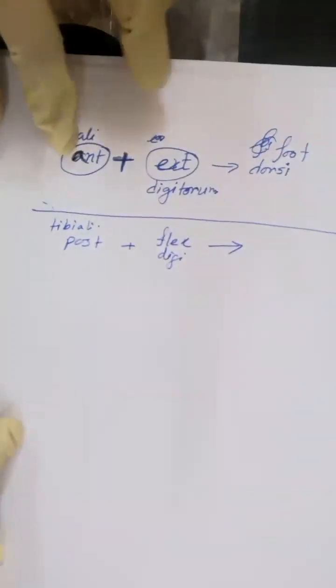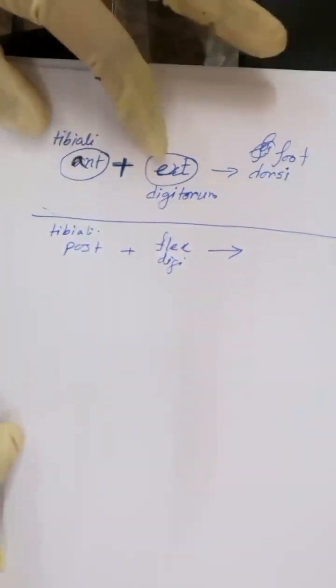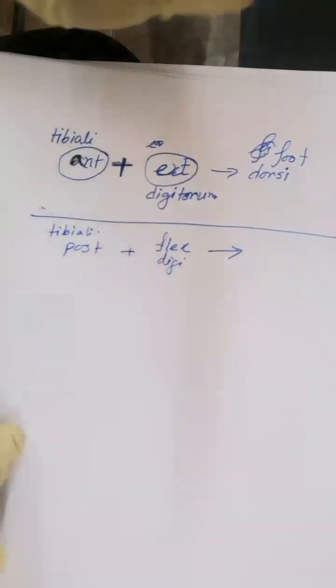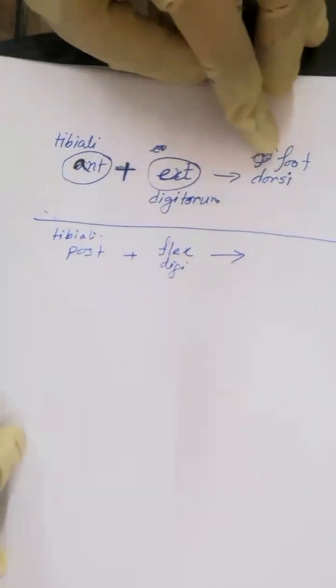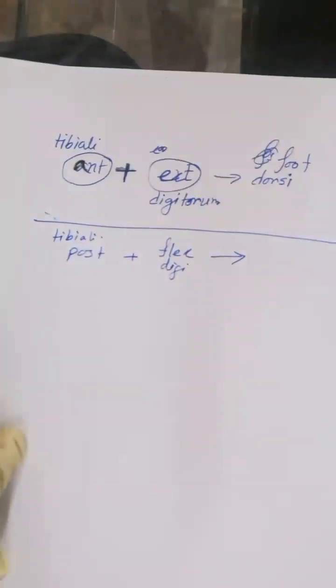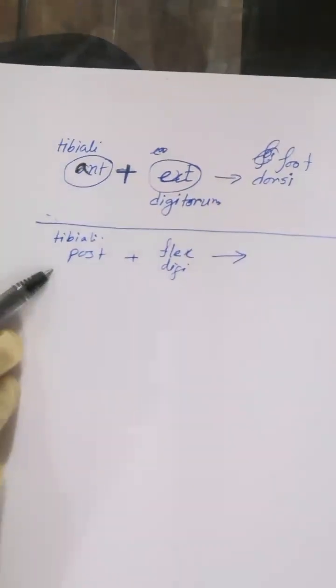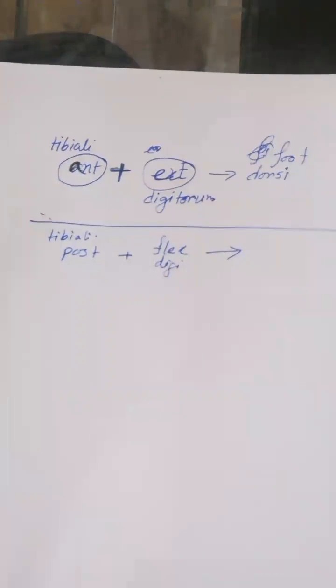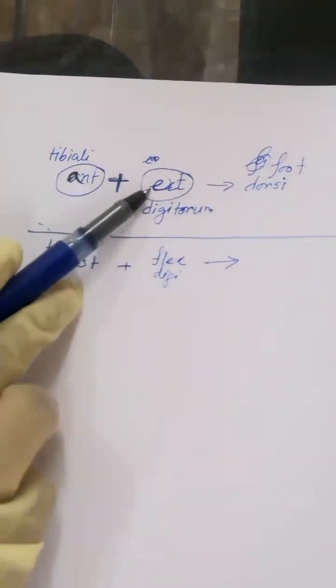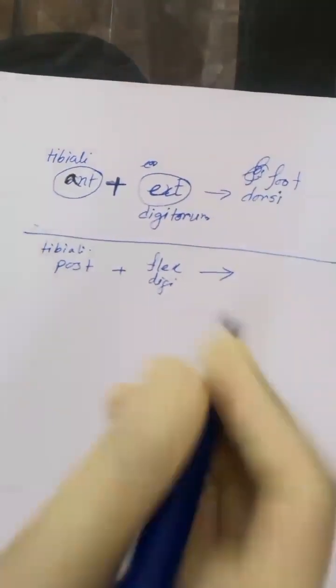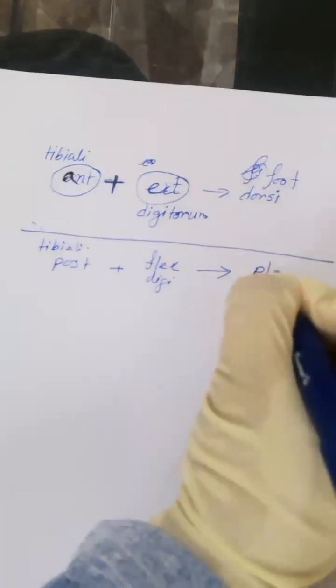So tibialis A and E: I told you A for anterior, E for extensor. All the vowels are doing dorsiflexion of the foot. So tibialis anterior and extensor digitorum are causing foot dorsiflexion. The opposite ones will cause plantar flexion, right? Opposite of anterior is posterior, tibialis posterior. That's how I am remembering, guys. And the opposite of extensor is flexor. So flexor digitorum and these are causing plantar flexion.